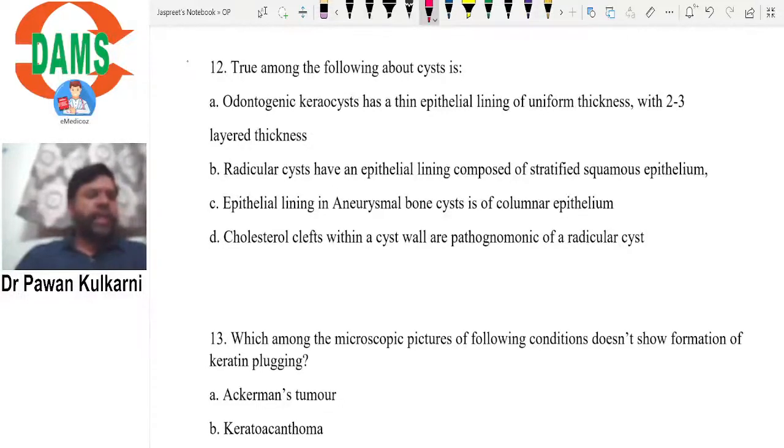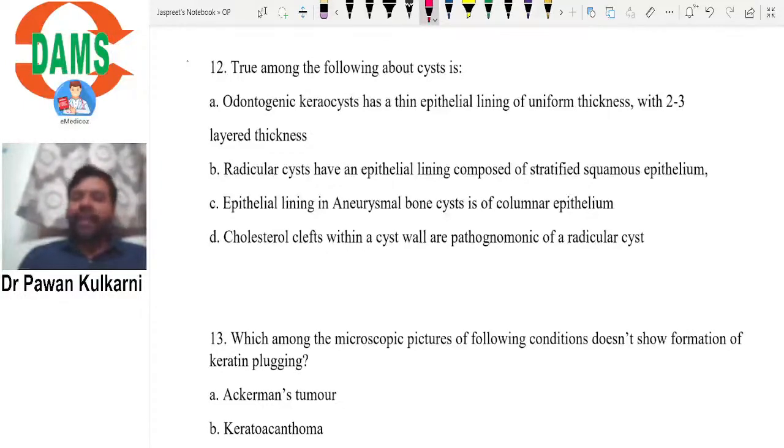Is EBV associated with black hairy tongue? Not exactly associated. It can be seen, it can be isolated, but it is not in the etiology. You can isolate it on the tongue, but it is not associated with the etiology. OKC has a thin epithelial lining of uniform thickness with 2 to 3 layers. No, that's a false statement, because the OKC lining is usually around 6 to 8 layers.